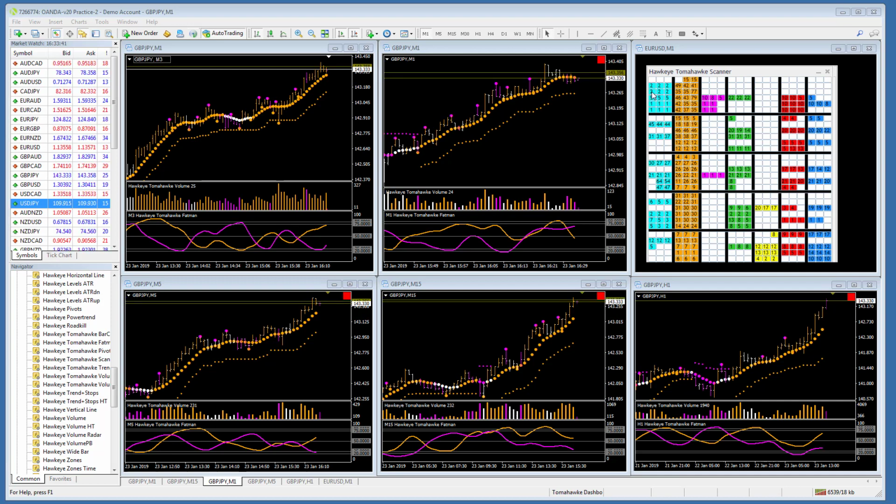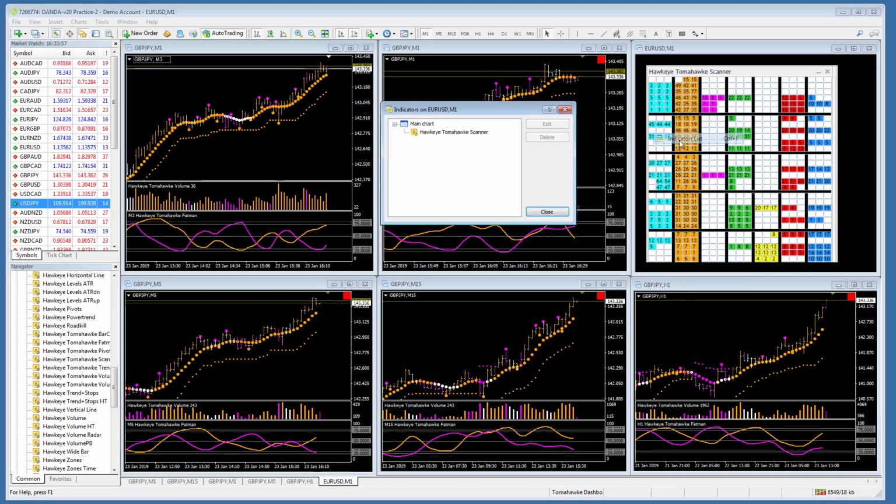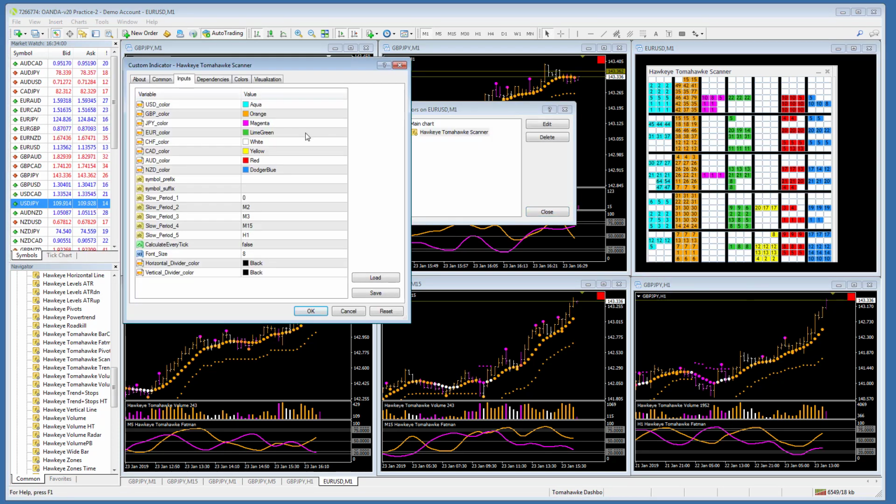But you can see here that the Tomahawk scanner is a tool which shows you the build of strength across multiple time frames. These time frames can be pre-configured. If you right click and go to the indicator, and edit the indicator, you can see that each of the individual currencies are broken down by color, and you can define those colors. But there are also multiple time frames involved. You can see that there are 5 different time frames shown on the chart, and each one of those time frames can be independently controlled.